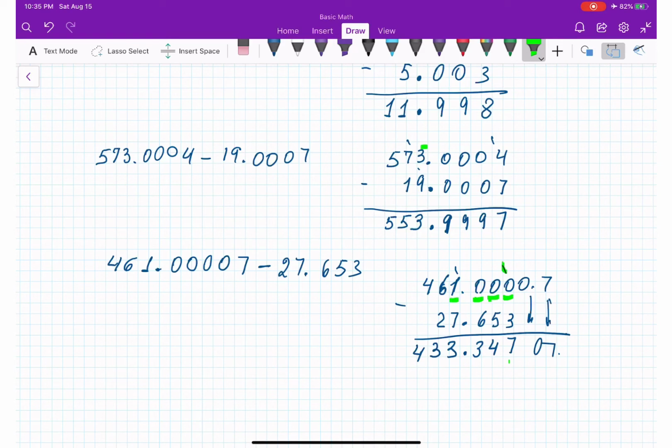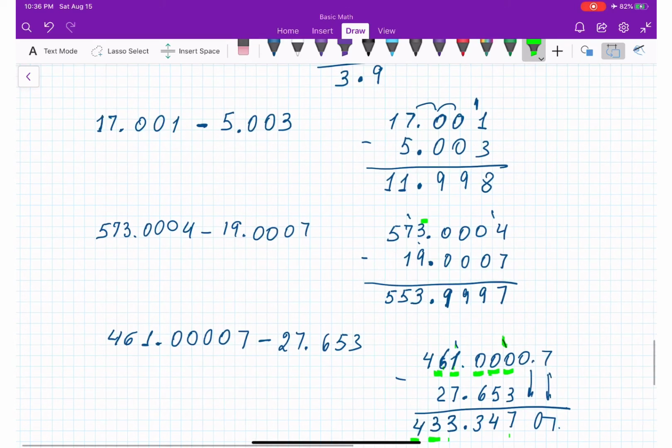Since I can't do 0 minus 7, then I'm borrowing from this 6. So 10 minus 7 is going to be 3. Yeah, because I don't have 1 anymore, it's 0. So when I borrow 1, I will get 10. 10 minus 7 is 3. Here I have left 5. 5 minus 2 is 3. And 4 we didn't touch, it stays the way it is. All right? Okay.